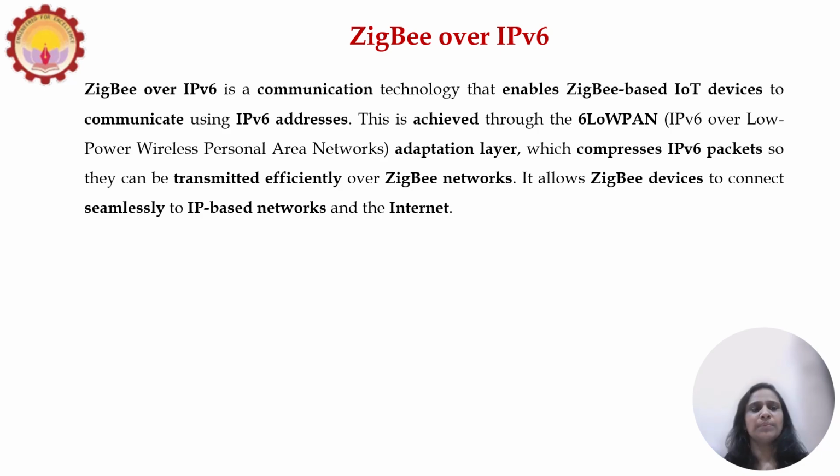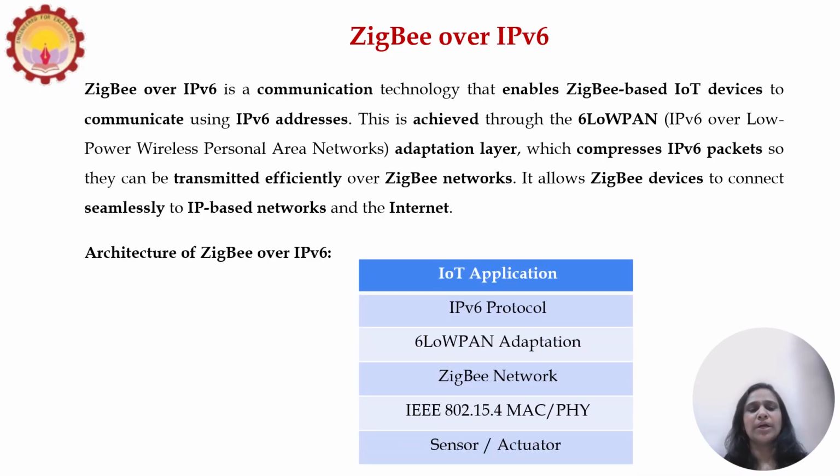Then ZigBee over IPv6. ZigBee over IPv6 is a communication technology that enables ZigBee based IoT devices to communicate using IPv6 addresses. This is achieved through the 6LoWPAN adaptation layer, which compresses IPv6 packets so that they can be transmitted efficiently over ZigBee networks. It allows ZigBee devices to connect seamlessly to IP-based networks and the internet. And this is the architecture of ZigBee over IPv6.